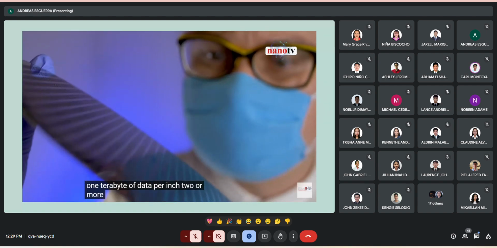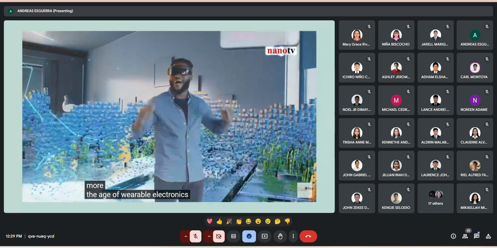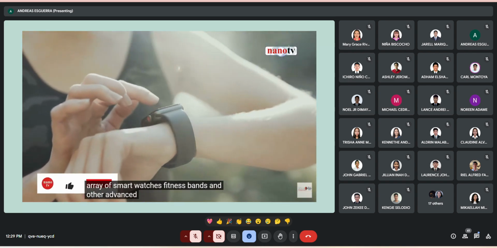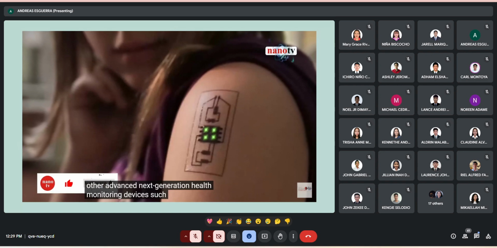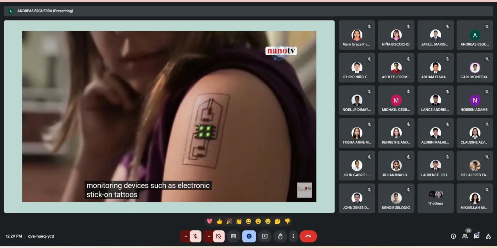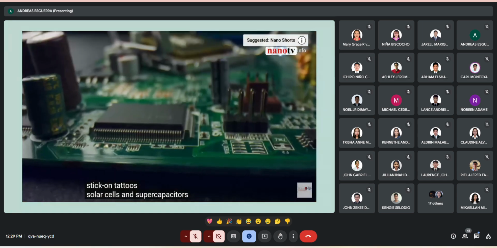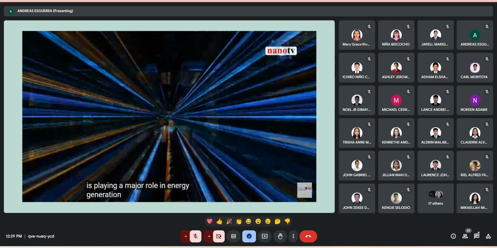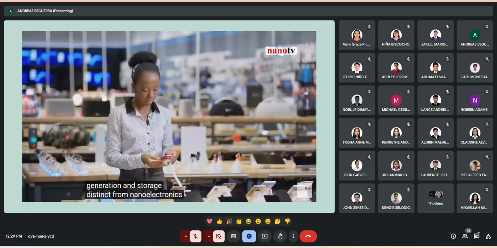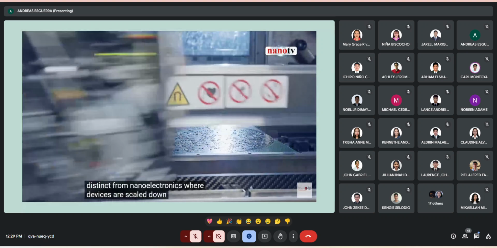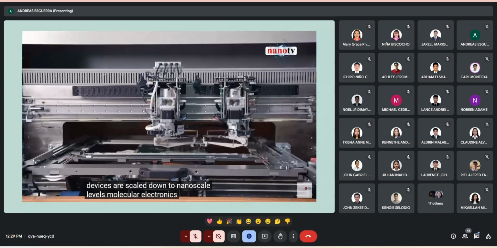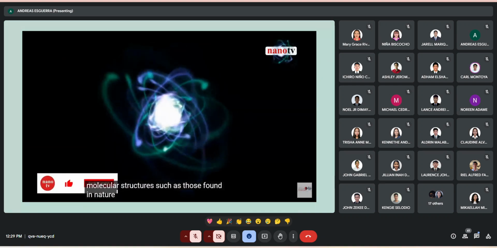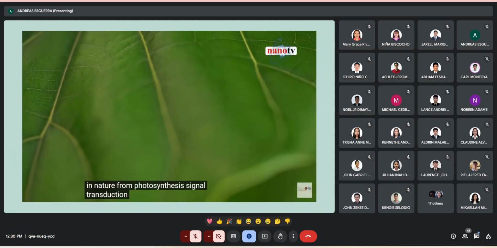squared or more. The age of wearable electronics is upon us, as witnessed by the fast-growing array of smartwatches, fitness bands and other advanced, next-generation health monitoring devices such as electronic stick-on tattoos. Solar cells and supercapacitors are examples of areas where nanoelectronics is playing a major role in energy generation and storage. Distinct from nanoelectronics, where devices are scaled down to nanoscale levels, molecular electronics deals with electronic processes that occur in molecular structures such as those found in nature, from photosynthesis to signal transduction.